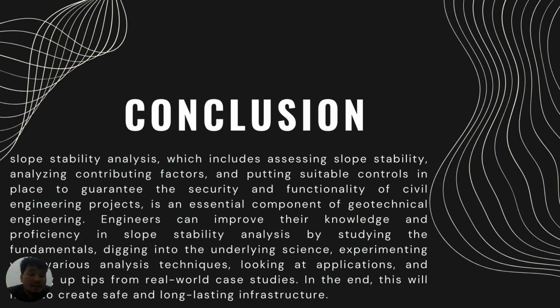Conclusion. So activity analysis with inside the slope stability analysis calculation, climatic factor and putting severe control influence the creative functionality of civil engineering projects and the company geotechnical engineering. Engineering can improve the quality and stability and study the fundamental leading into the underlying sign improving and the analysis, the look application and pick up the real student. In the end, you will have to save for a long day. And thank you.